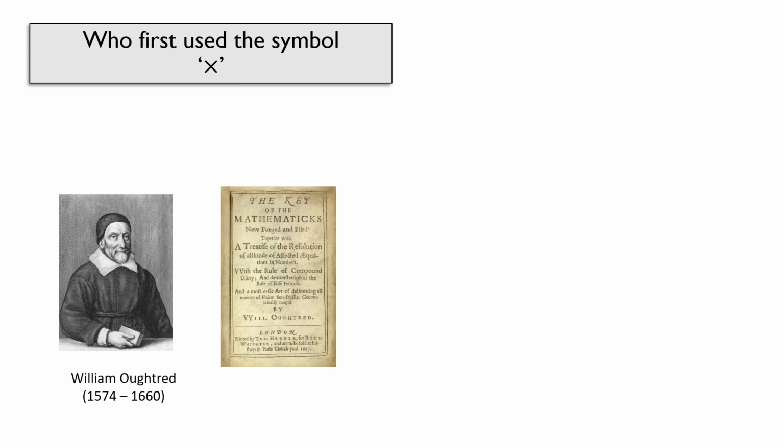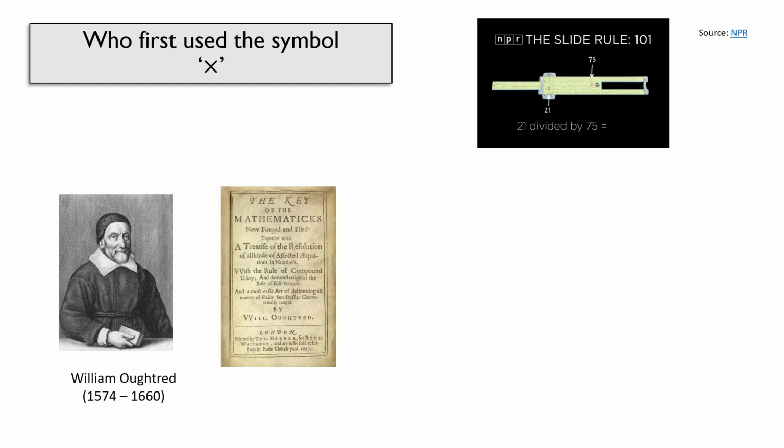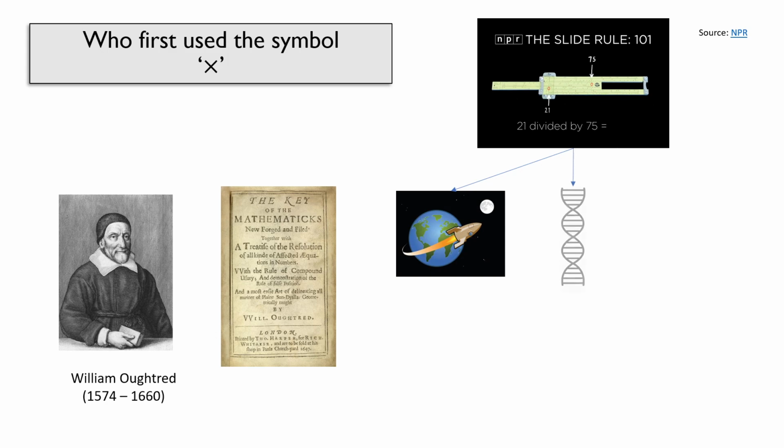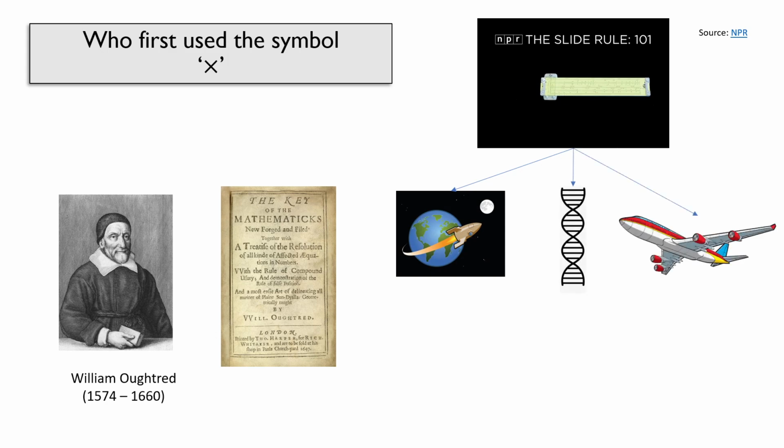Apart from that, he gave us a very important mechanical calculating device called the slide rule, which works as a mechanical calculator. Before the advent of electronic calculators, complicated computations were carried out using this slide rule. Some of the projects where it has been used are the mission to the moon, which involved a lot of complex calculations, figuring out the double helix, and the calculations used for designing the Boeing 747.